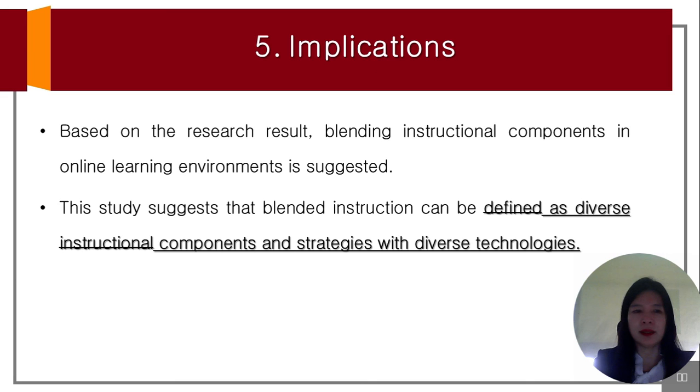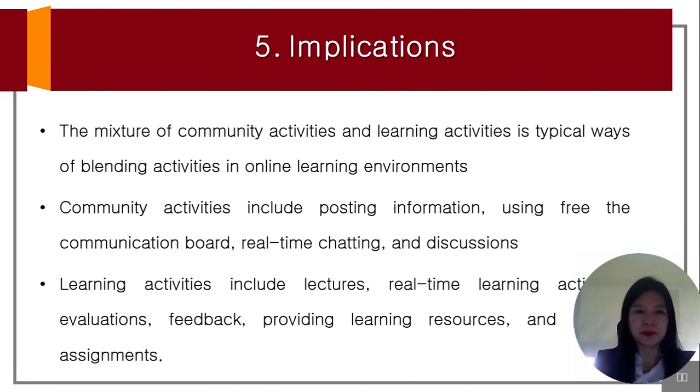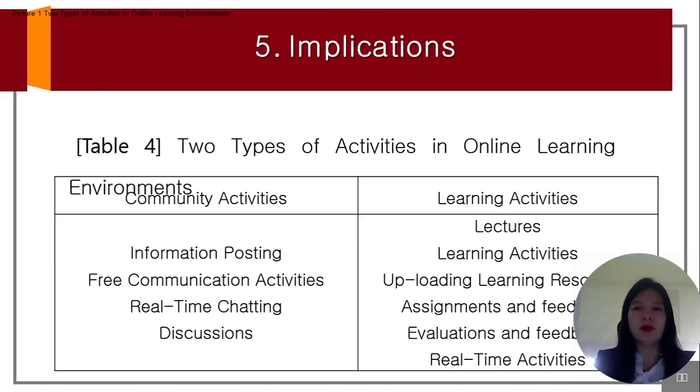So blended instruction should not be anymore classroom instruction plus online instruction. It should be totally online, but what kind of technologies and what kind of strategies should be used? There should be a definition of blended instruction. So a mixture of community activities and learning activities is a typical way of blended activities in online environments. Community activities include posting information using a communication board, and real-time chatting and discussions. And learning activities include lectures, real-time learning activities, evaluations, feedback, and providing learning resources and assignments. So a mixture of community activities and learning activities should be a blended instruction in the online learning environment.